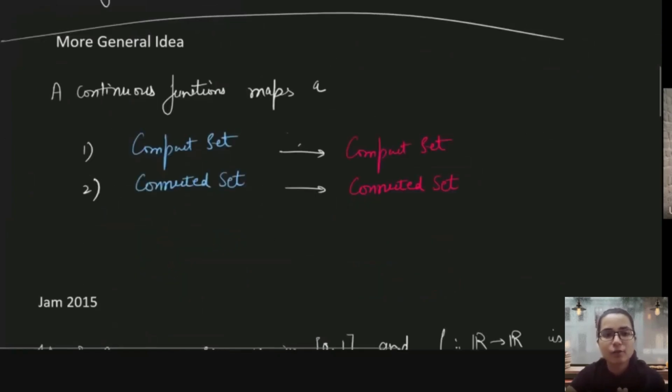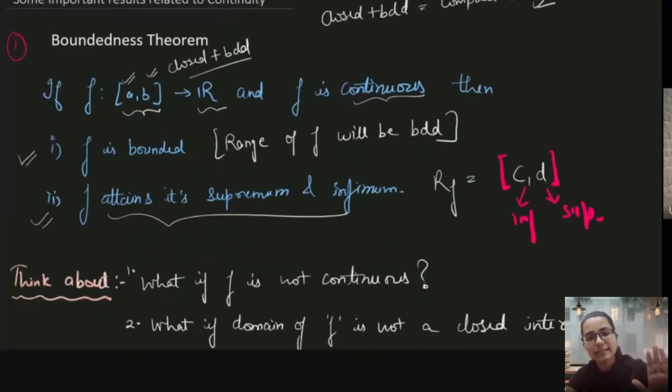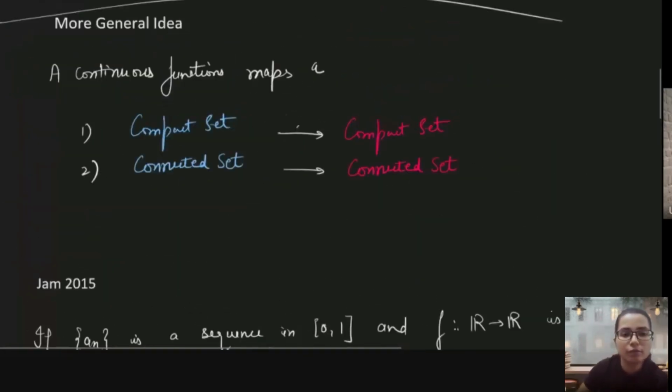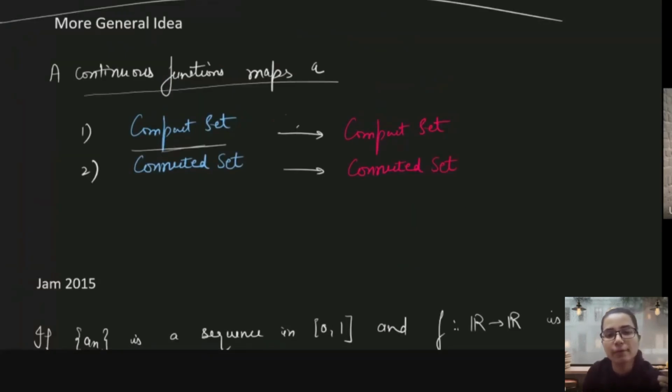So there is a very general idea. Rather than the boundedness theorem, we can extend this idea to this first point: a continuous function maps a compact set to a compact set. Whenever you have a compact set in the domain, in the range set you're also going to get a compact set. So if you have something like this closed and bounded domain, you can also have a domain like this, AB union CD. This is also closed and bounded, and in the result you are going to get a compact set.